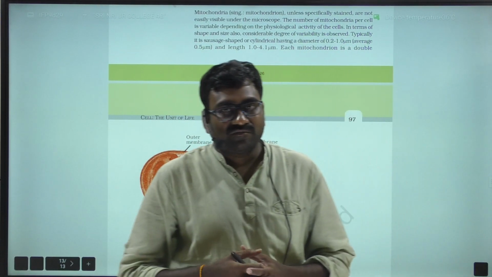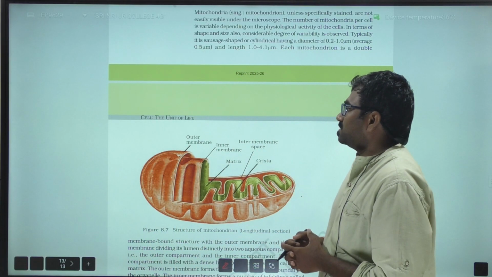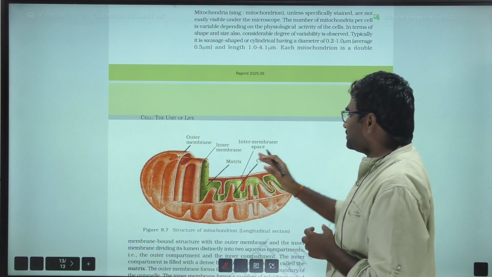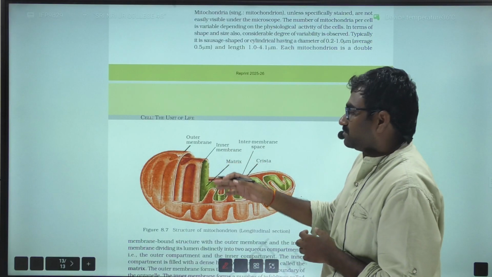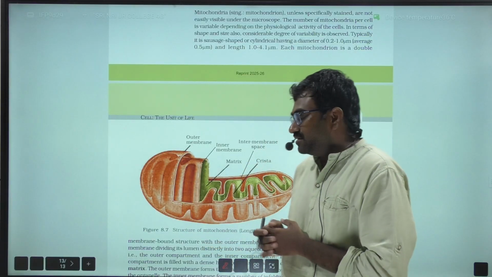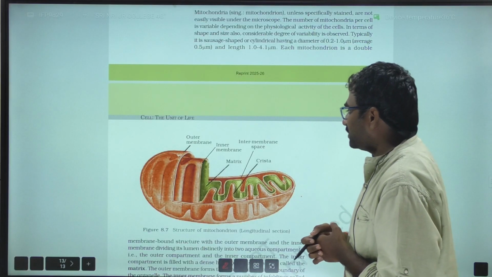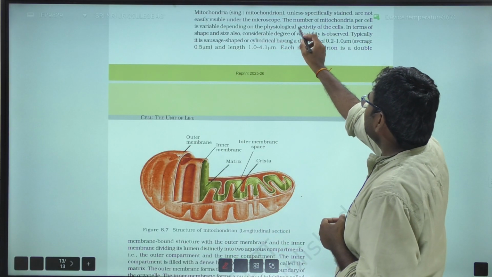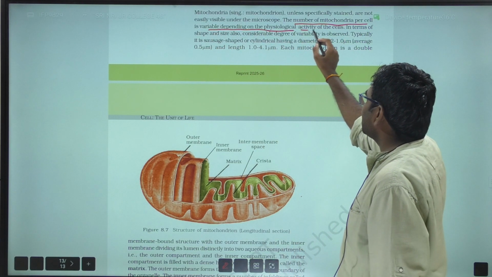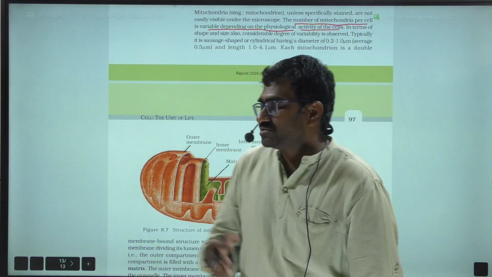Explain the structure of mitochondria. It is one of the important questions from this chapter. Unless we specifically stain the mitochondria, we cannot observe them under the microscope. Staining with Janus green stain, we can clearly observe the structure of mitochondria under the microscope. The number of mitochondria per cell is variable depending on the physiological activity of the cells. That means the number of mitochondria varies from cell to cell.